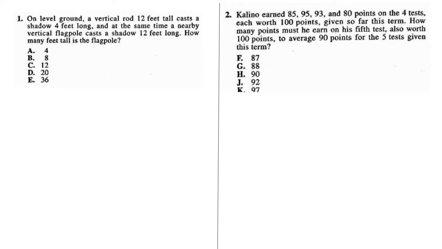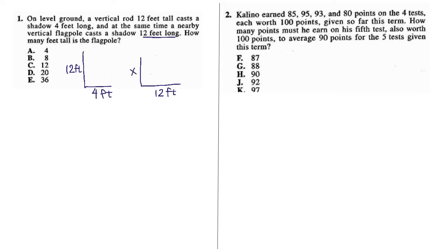Okay, in number 1, on level ground, a vertical rod 12 feet high casts a shadow 4 feet long. At the same time, a nearby vertical flagpole casts a shadow 12 feet long. We don't know how tall it is, but we know its shadow is 12 feet long. How many feet tall is the flagpole?